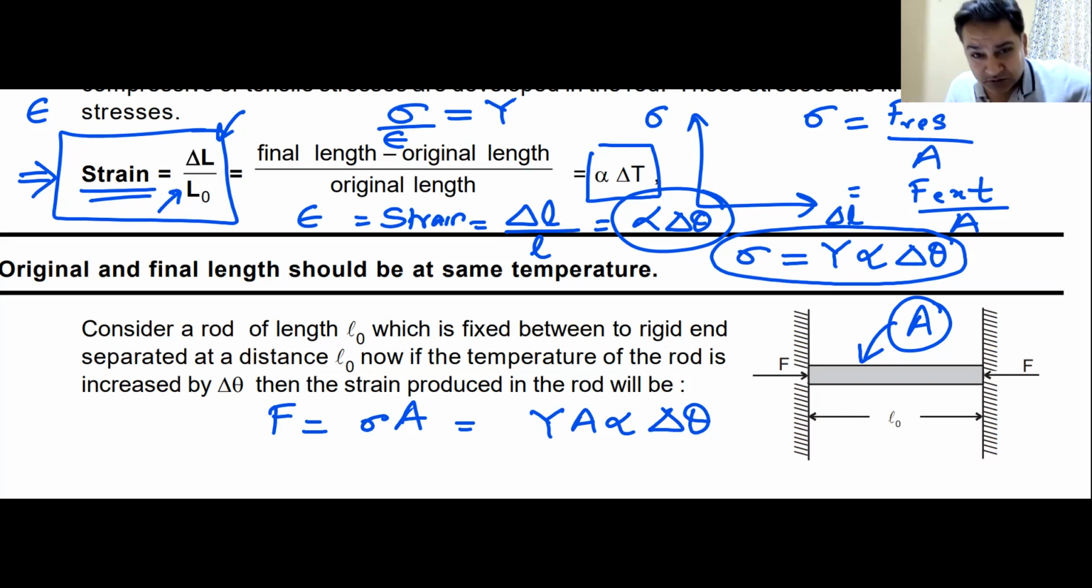Yes, sir. Now, normally what do I do? I put a negative sign before this force. Why do I put this negative sign before this force?